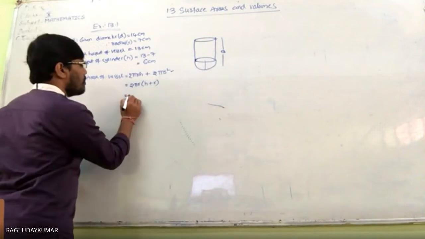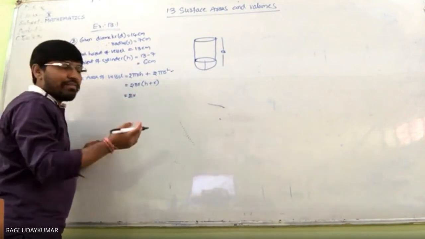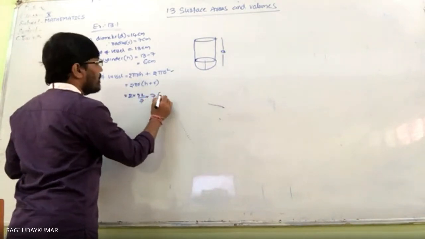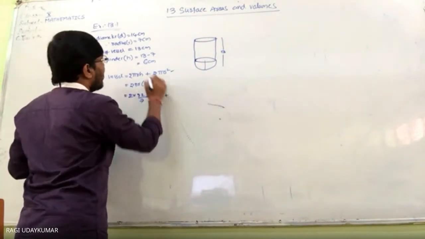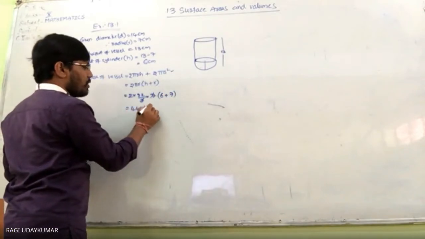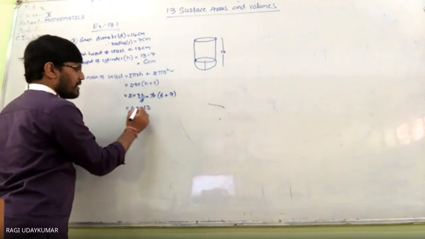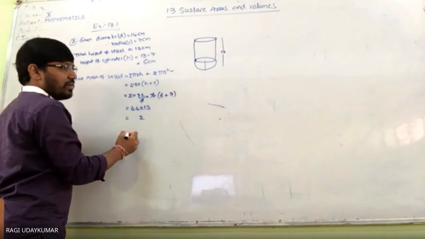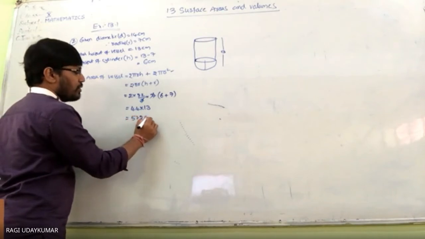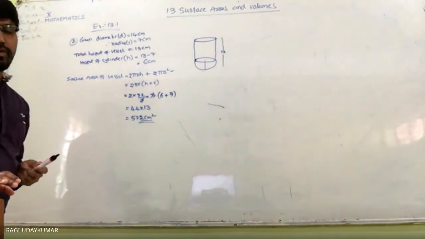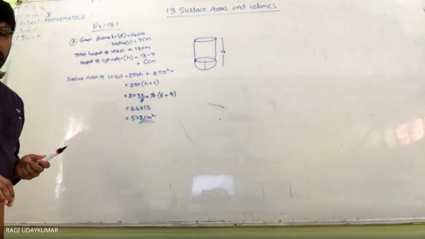So 2 into, pi value should be taken as 22 by 7. The radius is given to you, 7, and h is equal to 6, and r is equal to 7. So this 7 cancels and we get the answer 44 into 13 centimeters square. So multiply, 44 into 13 is 572 centimeters square. It's not a very complicated problem. Okay? Did you understand?